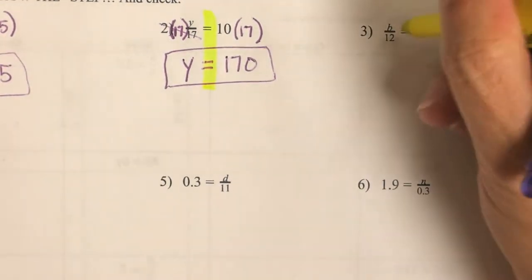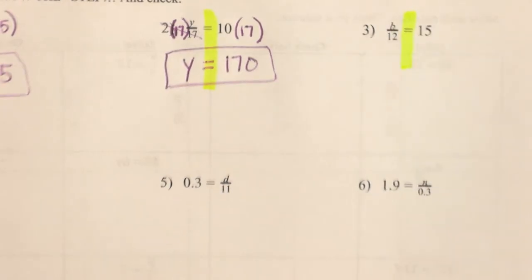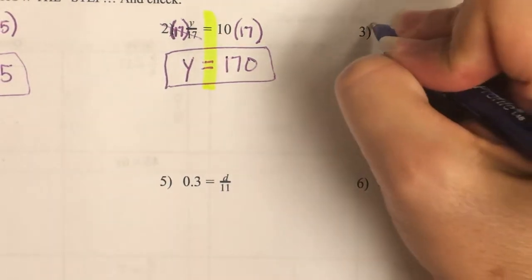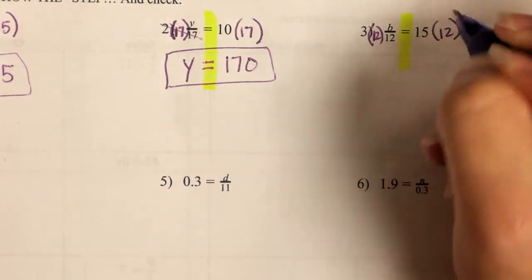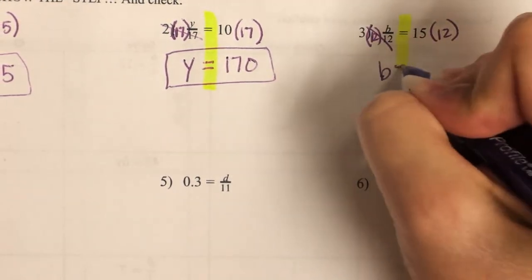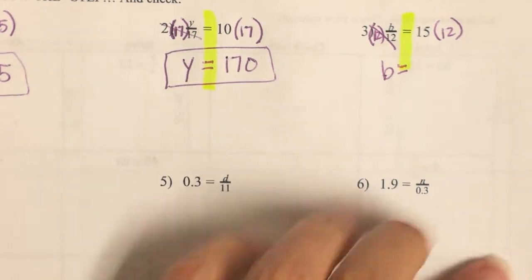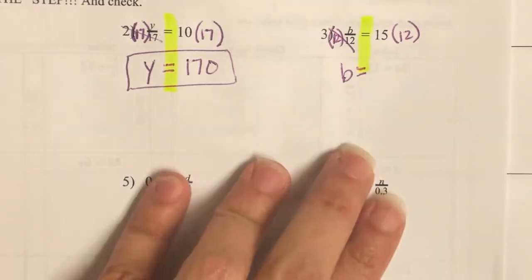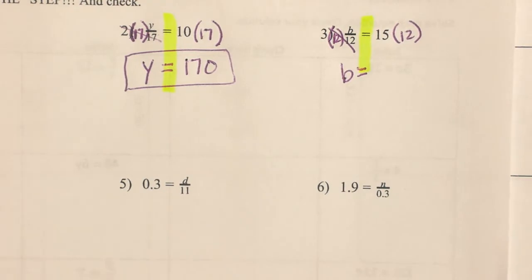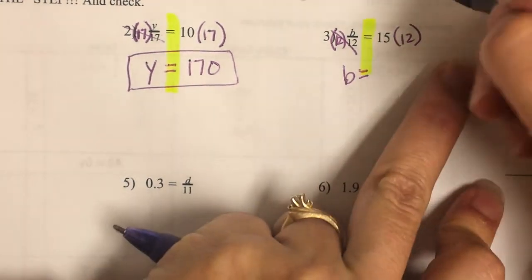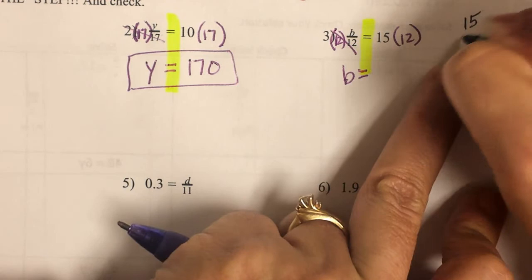Times what? 12. By 12, yes, because we want to get rid of the 12. So we're going to multiply both sides times 12. Okay, listen, this is part of the math world we don't know without some scratch paper. Don't be scared of scratch paper. Listen, right here, jot it off on the side, 15 times 12.